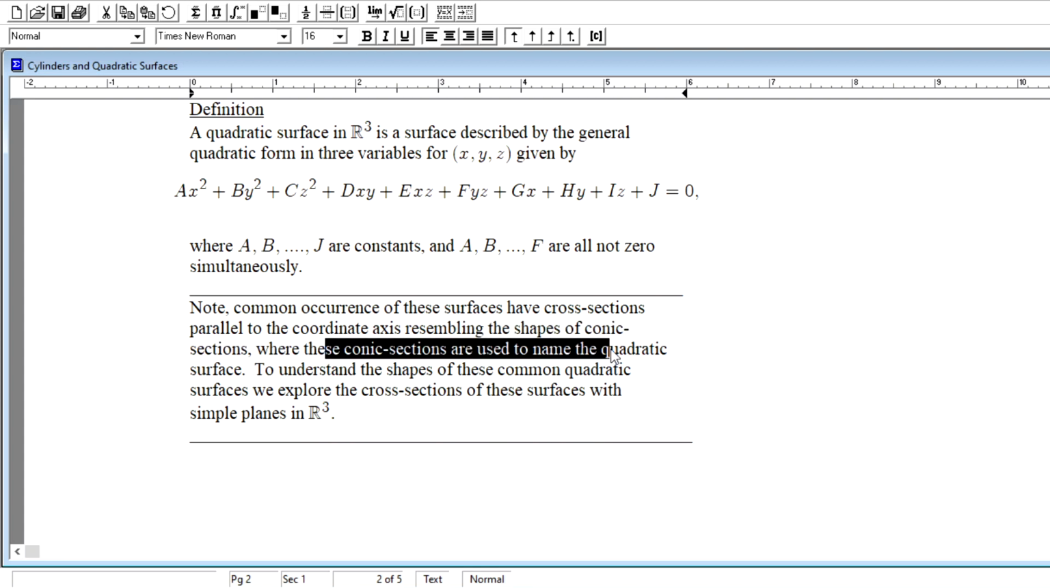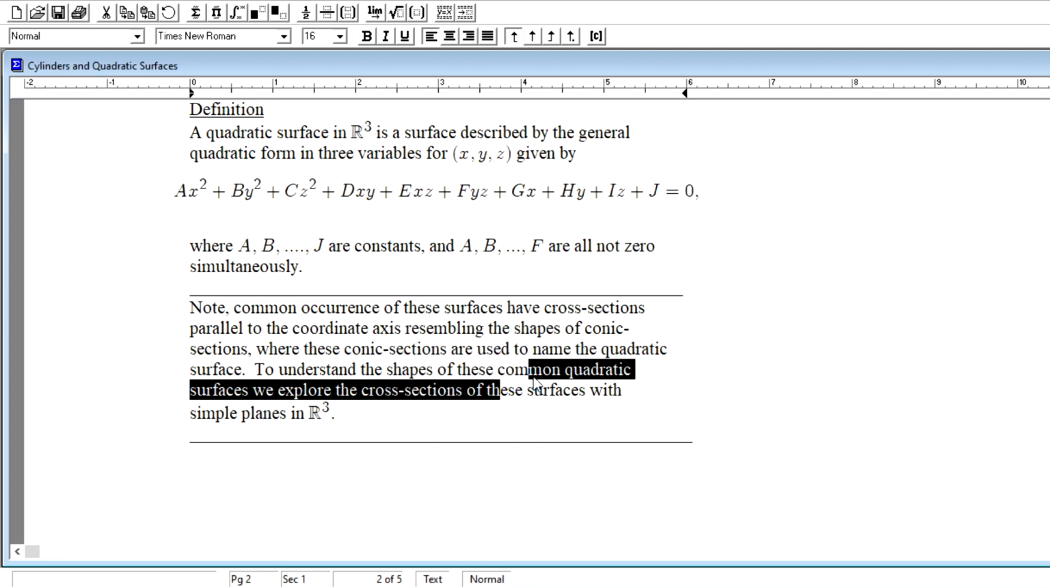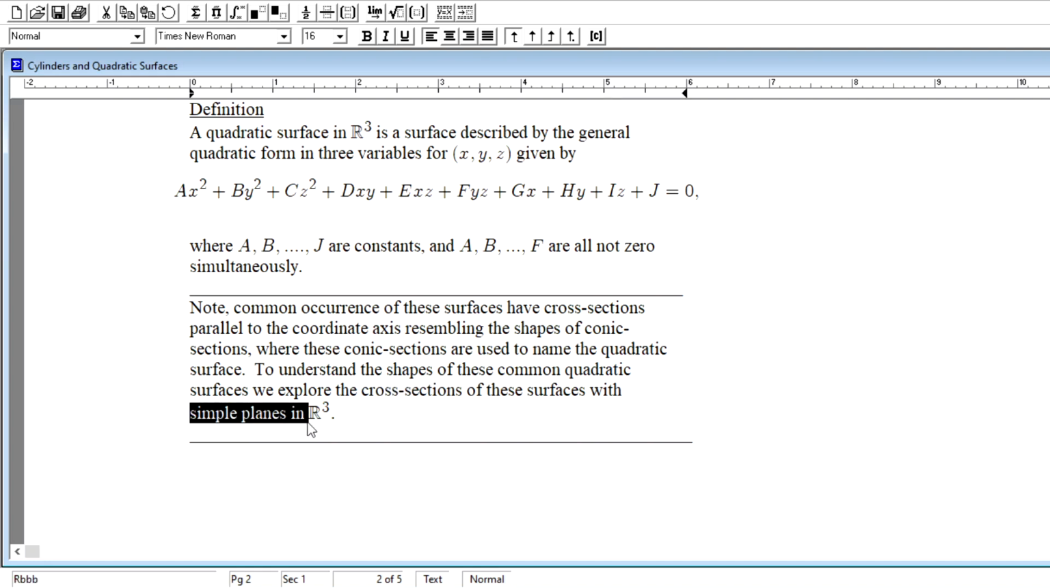Where these conic sections are going to be used to name these quadratic surfaces. Right? And to understand the shape of these common quadratic surfaces, we're going to explore the different shapes of the cross sections we get of these surfaces with the simple planes in R3.